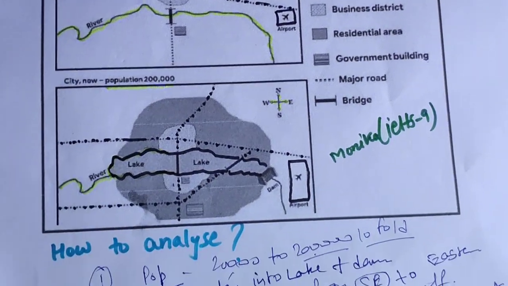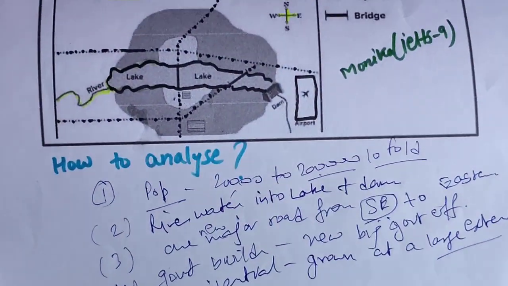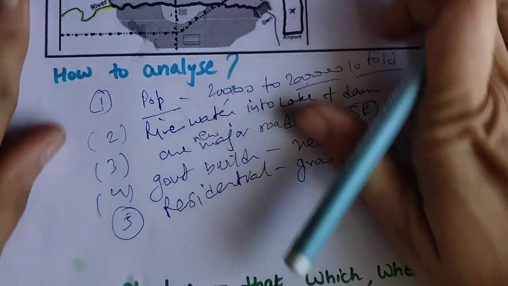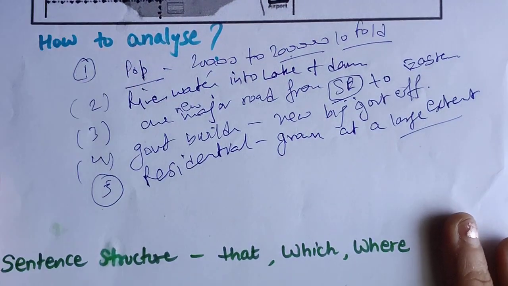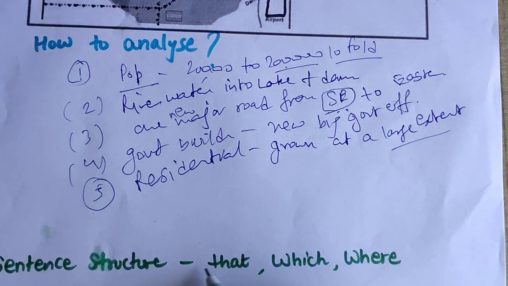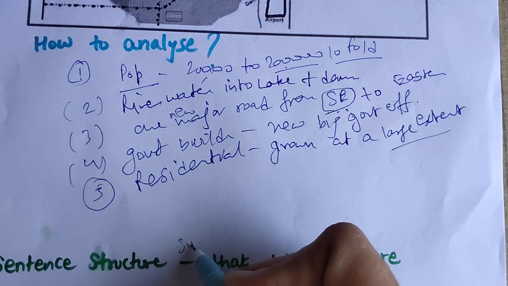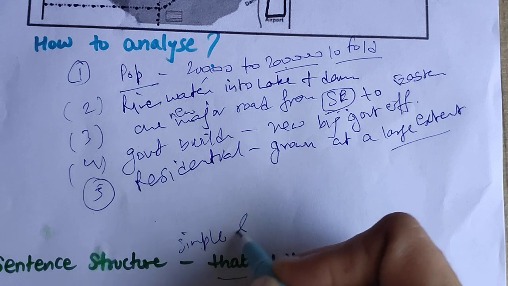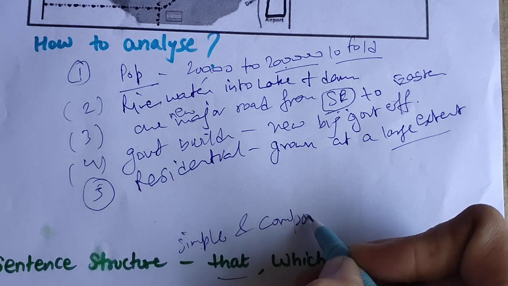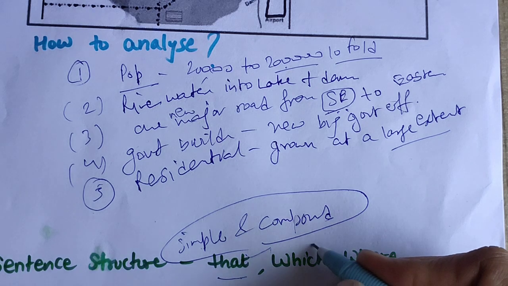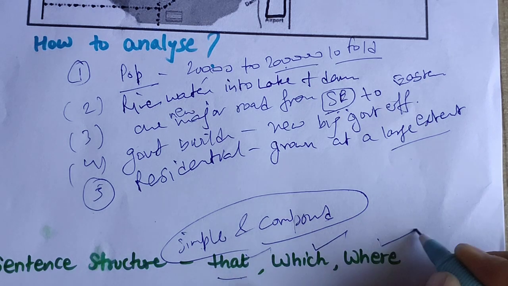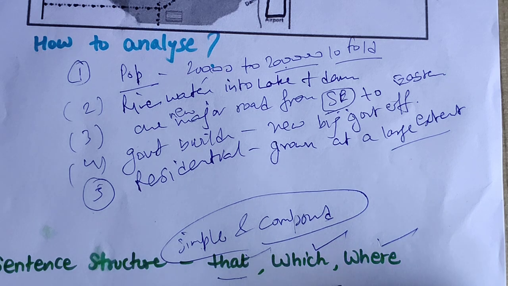Now coming to sentence structure, I will explain the vocabulary and all. Please just watch this video properly, it will be really helpful when you are explaining a map. So for sentence structure, of course simple and compound sentence structures will be there. It means you will be using that, you will be using which, and you will be using where also in sentence structure. It is important to use these 3 words in your report writing, they are needed.